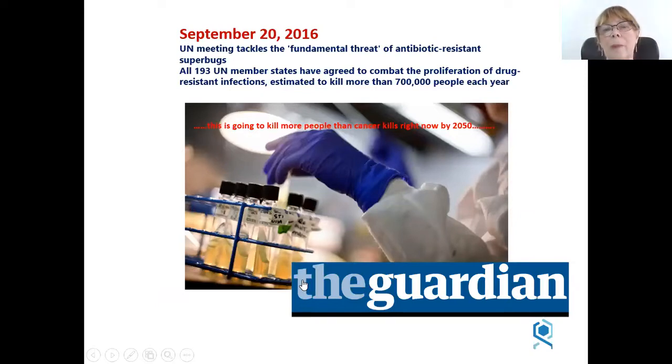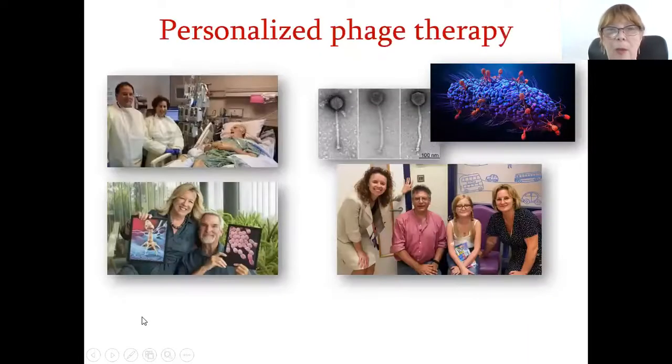In September 2016, the UN meeting tackled the fundamental threat of antibiotic-resistant superbugs, and all UN member states have agreed that it is necessary to take some steps to combat the drug-resistant infections, because the estimated number of people that will die each year will be 700,000, and this is much more than the people that are dying today with cancer.